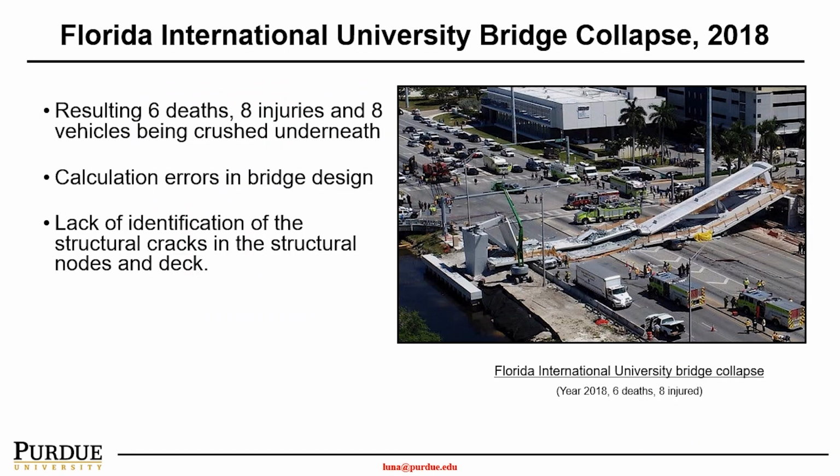A similar story led to another very big incident in 2018 at Florida International University. They were building a pedestrian bridge and it also collapsed, resulting in 6 deaths, 8 injuries, and 8 vehicles being crushed underneath. Again, there was a calculation error in the bridge design. However, part of the reason was also the lack of identification of structure cracks in part of the structure nodes, particularly on the north end of this bridge deck.